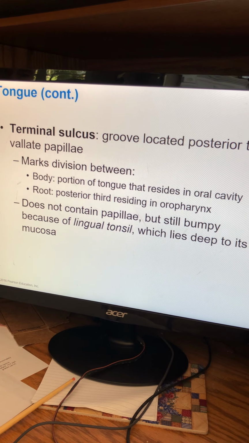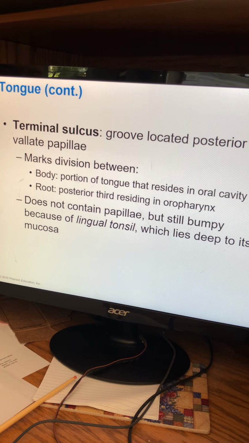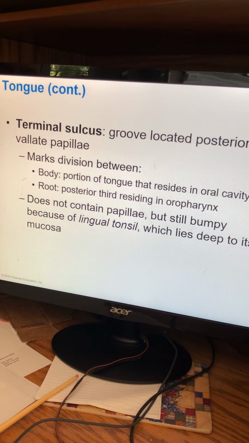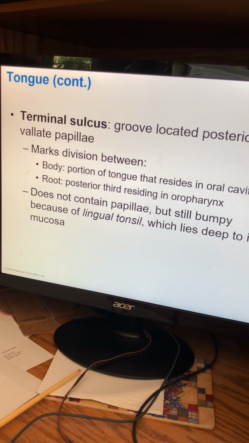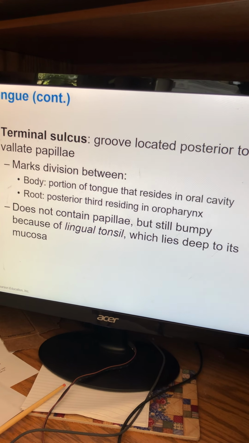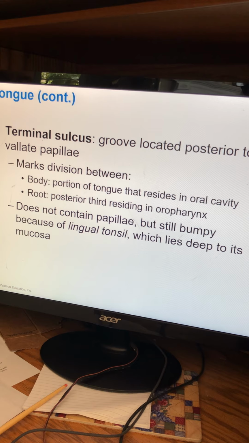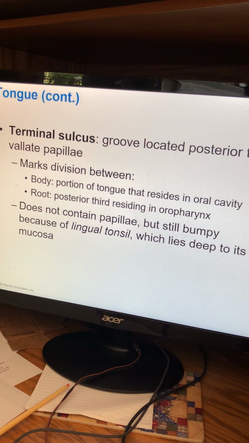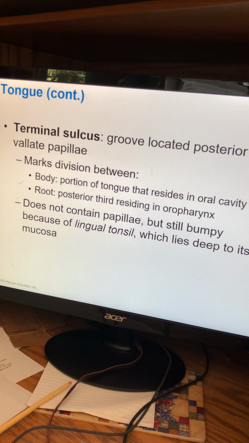The terminal sulcus, like I said, is the groove that's located posterior to the vallate papilla, and it marks the division between the body of the tongue that rests in the oral cavity and the posterior aspect, which is going to go into the oropharynx.